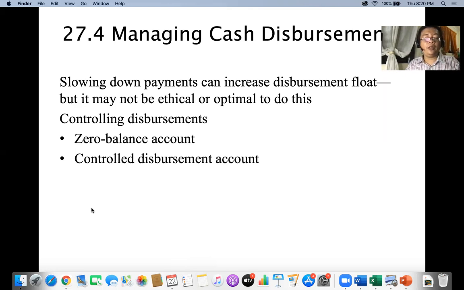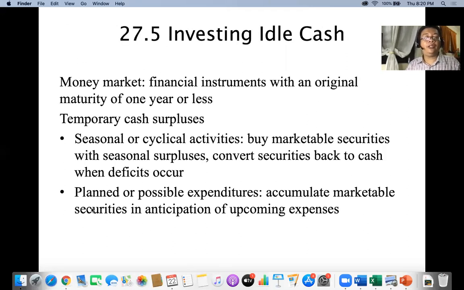Alright, sige. Alright, so meaning, zero balance account and you have controlled disbursement account. Alright. Paano yan? So, ang sabi nila, para daw i-hold mo muna yung pera, i-invest mo na lang muna. Investment and idle cash. So, pwede sa money market. So, financial instruments with an original maturity of 1 year or less. And also temporary cash surplus or surpluses. Seasonal or cyclical activities. Now, buy muna short-term investment. No? Convert them into cash for the meantime.